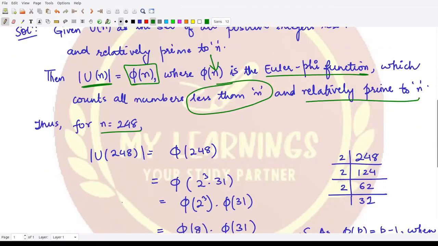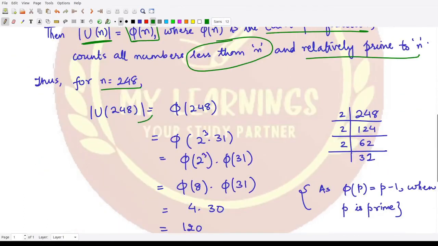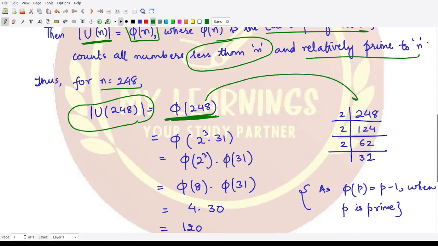So the order of this group U248 is given by phi of 248. Now how do we calculate phi of such a large number, where it is very difficult to find the numbers which are relatively prime to it? What we do in fact is take the prime factorization of this number 248. Its prime factorization is 2 raised to power 3 multiplied with 31. 31 is a prime number, cannot be further divided, and 2 is a prime number, cannot be further divided, right?